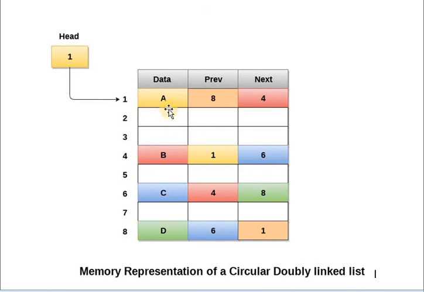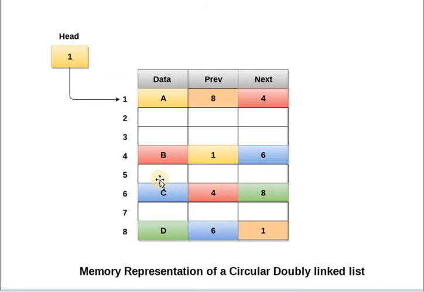See here, data, previous node, next node. So this is the first node in the doubly linked list. See here in the last node, the data, previous node is 6. So this is the first node, data is A, previous node is 8. See here, doubly linked list, it points to the address of the last node, and the next will be 4. So data will be B, previous address will be 1, and next node will be 6. So data will be C.